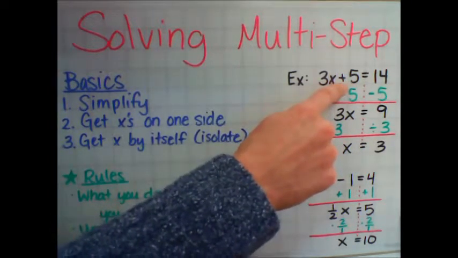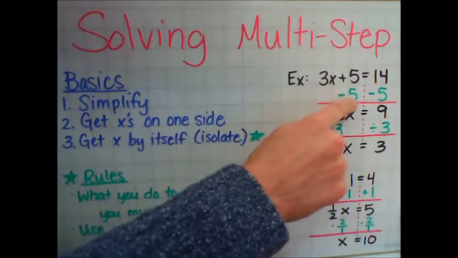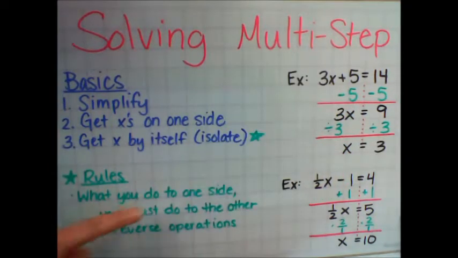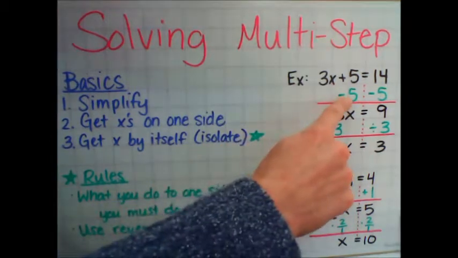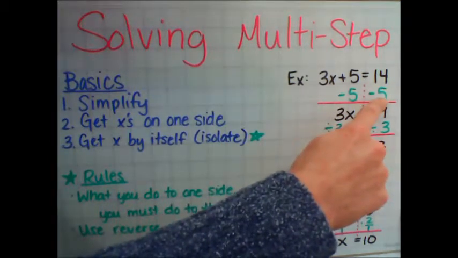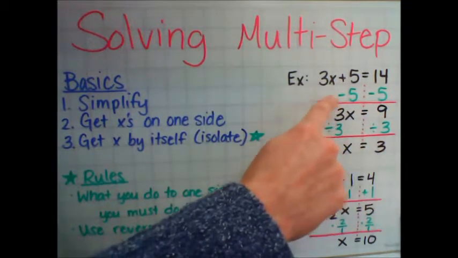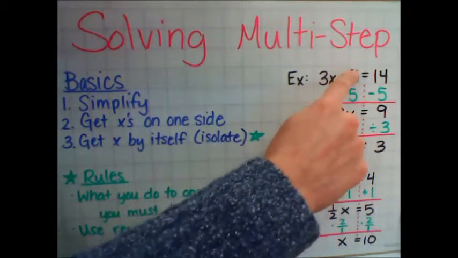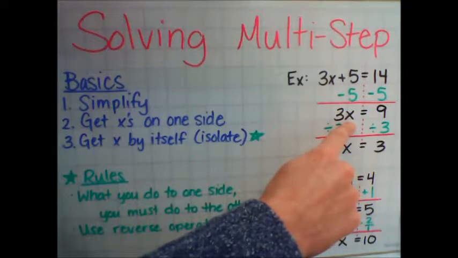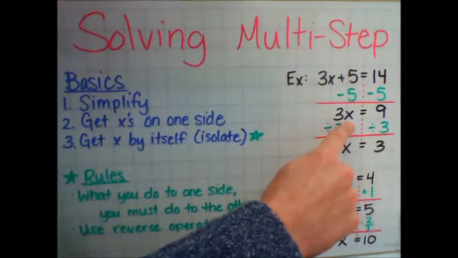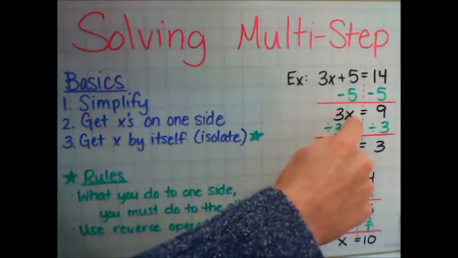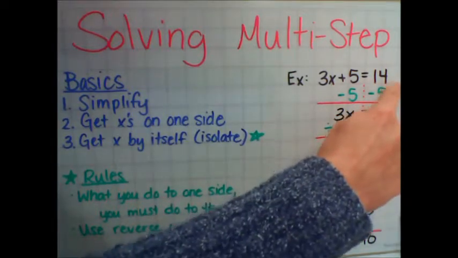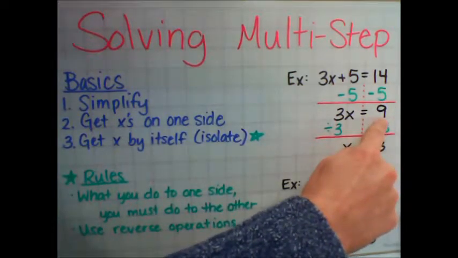We get rid of plus 5 by subtracting 5. What you do to one side, you must do to the other. So we subtract 5 from both sides. When we subtract 5 from this side, the 5's cancel out and we're left with just the 3x. Keep that equal sign wall there. 14 minus 5 equals 9.